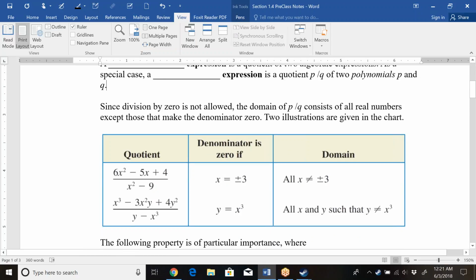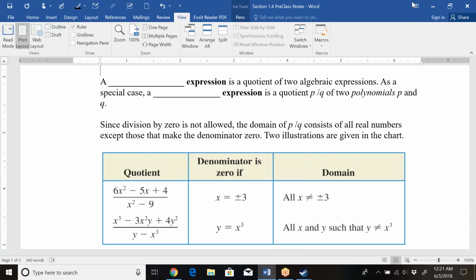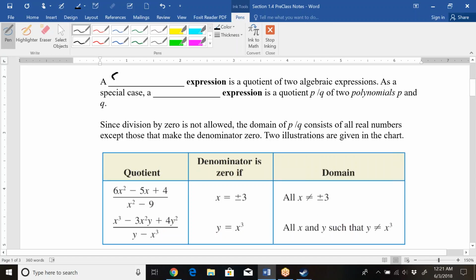So a fractional expression is a quotient of two algebraic expressions. And as a special case, what we consider our rational expressions that we work with are the ones where we are dealing with two polynomials. So a polynomial on top and a polynomial on bottom. So I consider both of these rational expressions. Fractional is kind of the generic name, because we might have a radical or something else in it, but what we're focusing on is two polynomials.